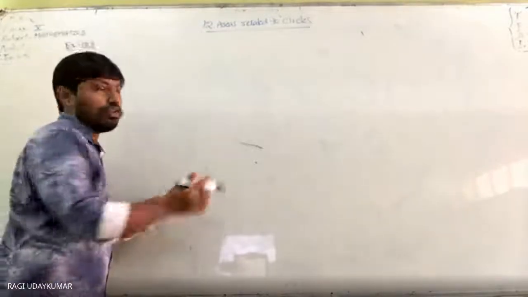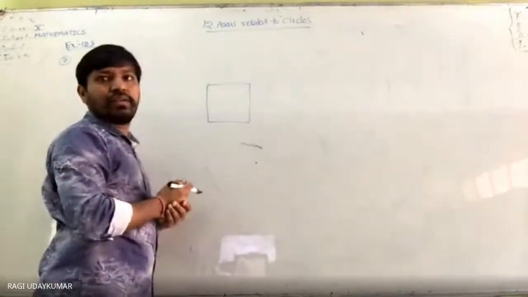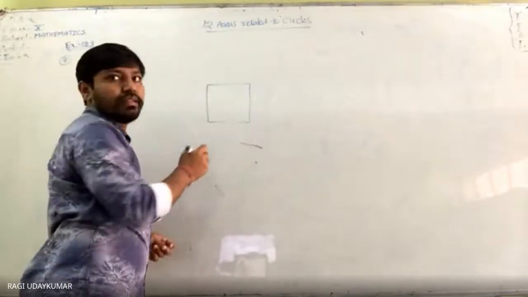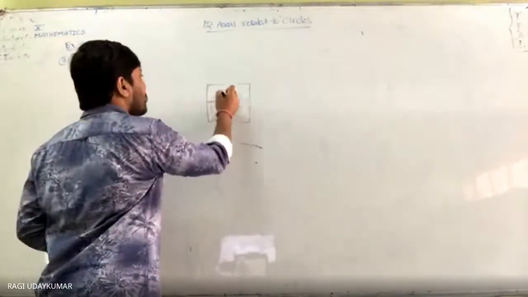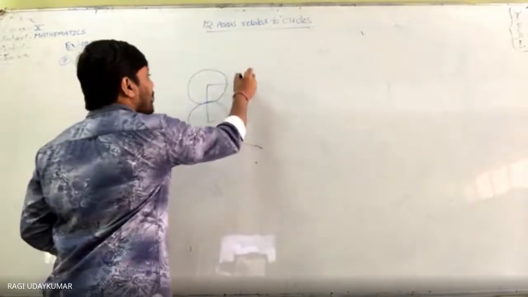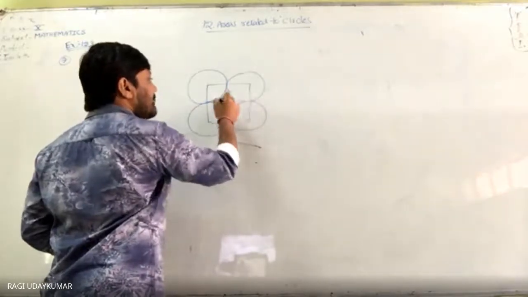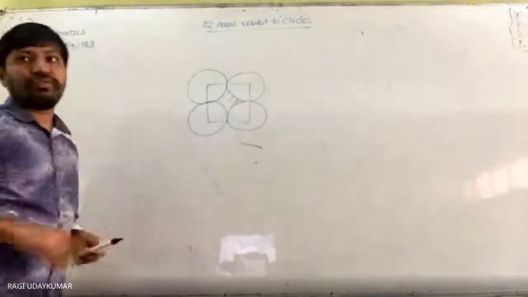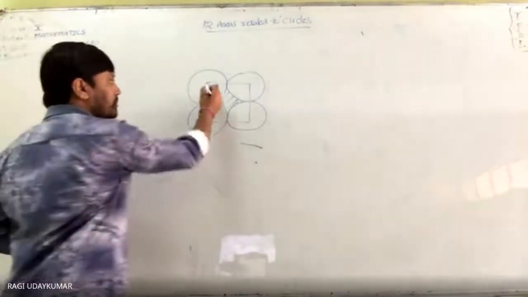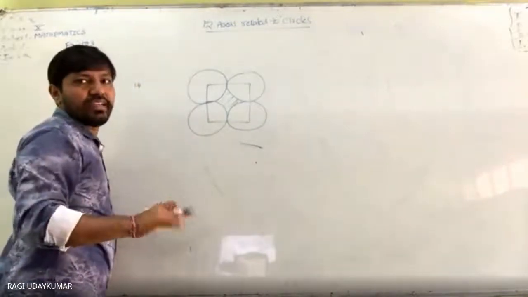I'm not going to give the solution to you, but I will explain it. One square is given to you like this, 14 centimeters, and the circles are drawn here like this. One circle is drawn here, another here, another here, and another here. This region's area it is asking you to find. What to do? This side is 14. Answer directly you can see.